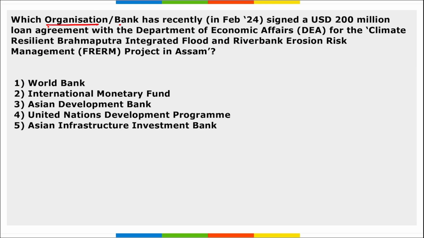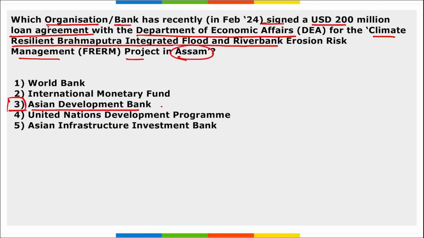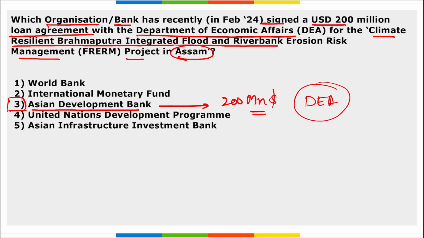Next, which organization or bank has recently signed a $200 million loan agreement with the Department of Economic Affairs for the climate resilient Brahmaputra integrated flood and riverbank erosion risk management project in the state of Assam? So, which is that organization? It is Asian Development Bank, right? This is the organization that has signed the $200 million loan agreement with the Department of Economic Affairs, and it is for the Climate Resilient Brahmaputra Integrated Flood and Riverbank Erosion Risk Management Project, and it is for the state of Assam.